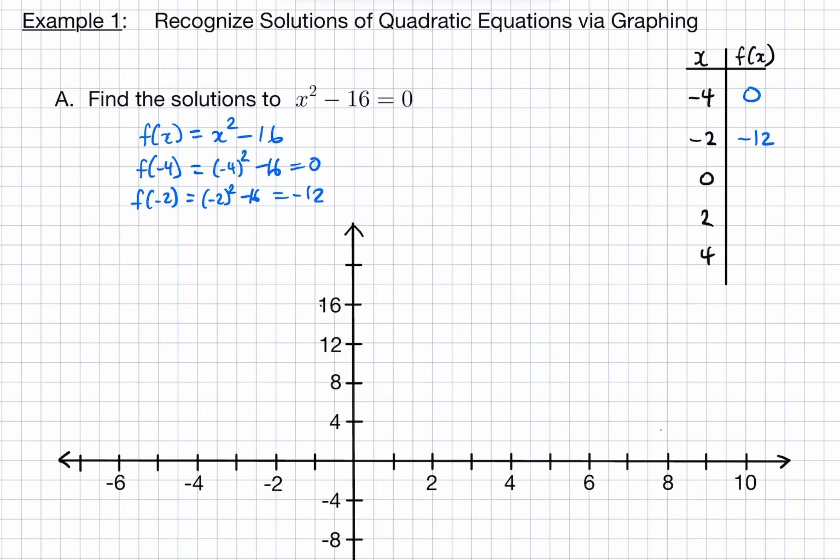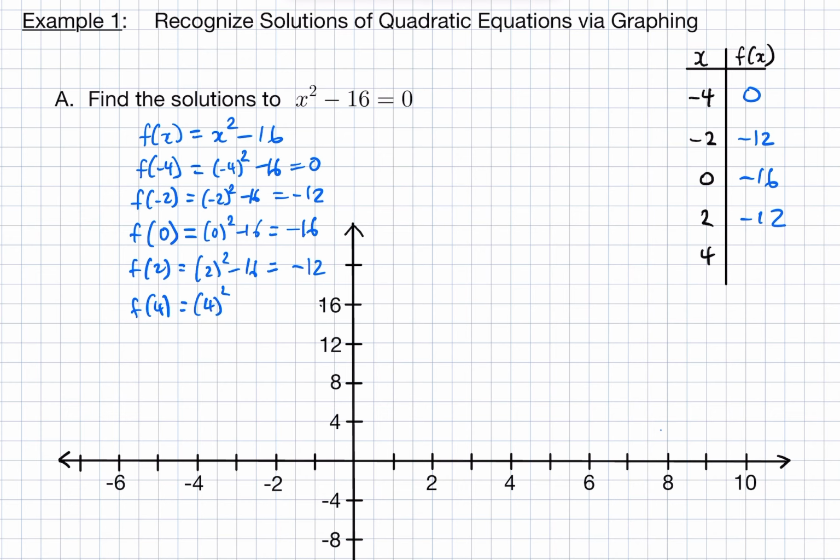And let's go ahead and select x equal to 0, which is the next point, and plug that into the equation. 0 squared minus 16 is basically -16. Okay, and then f of 2 is going to be 2 squared minus 16, which gives us -12. And then f of 4 is going to be 4 squared minus 16, which is going to be 0.